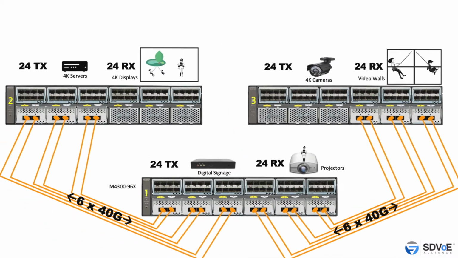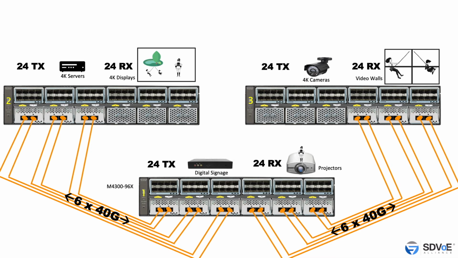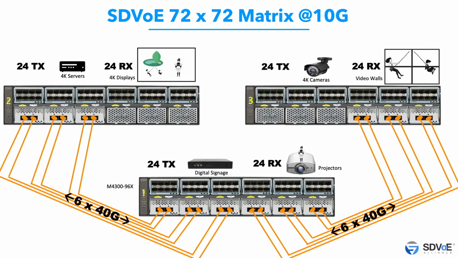Now, let's take another real-world example. This time, you want to have the best quality. You want to have native video quality. You want to have zero frame latency. So for that, you want to use the SDVoE technology. With SDVoE technologies, this time you have transmitters connecting your sources. Each single of them will work at 10 gigabit Ethernet speed to remove compression and latency.